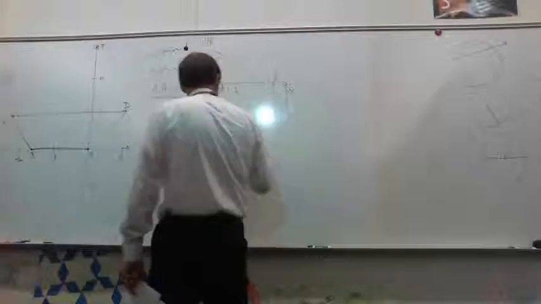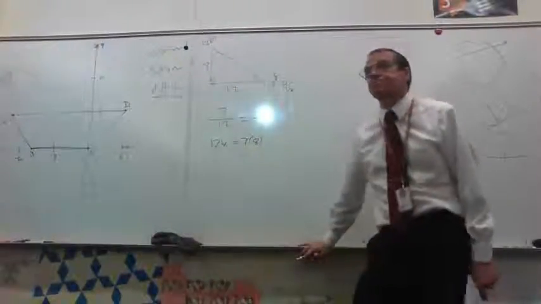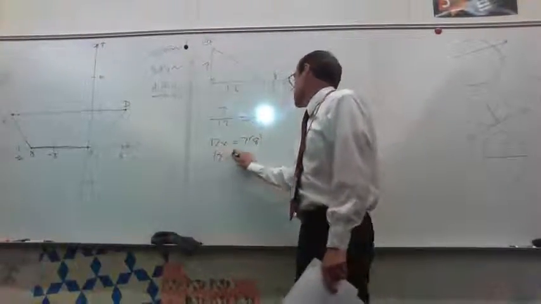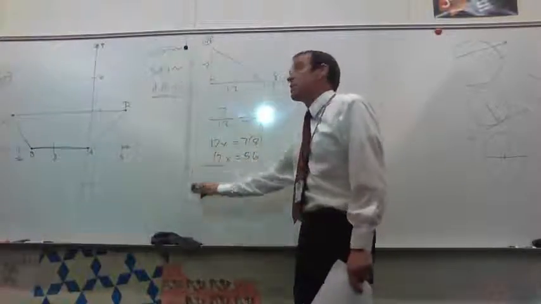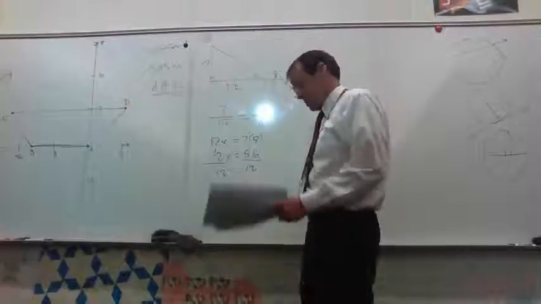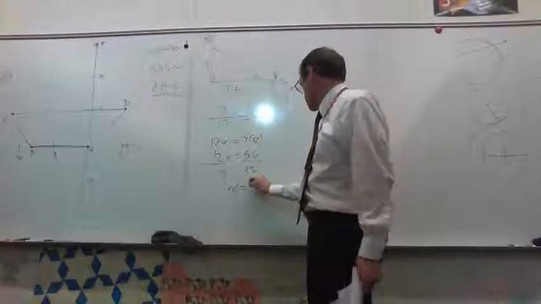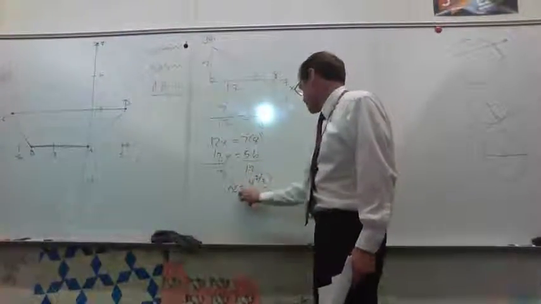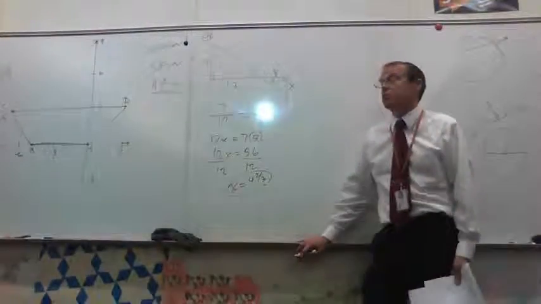So 12x is equal to 7 times 8, which is 56. So divide both sides by 12, and this one does not come out to 9. No, it doesn't. I think it's 4 2/3. Yes, sir. If it were a decimal, 4.7 or 4.67.